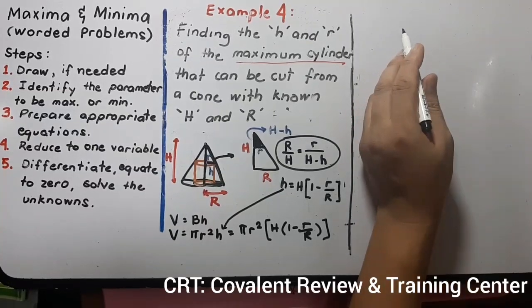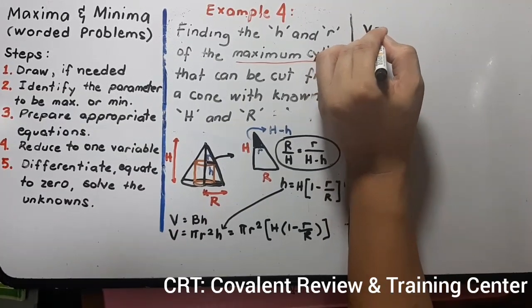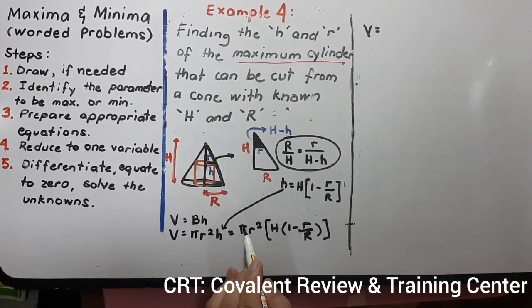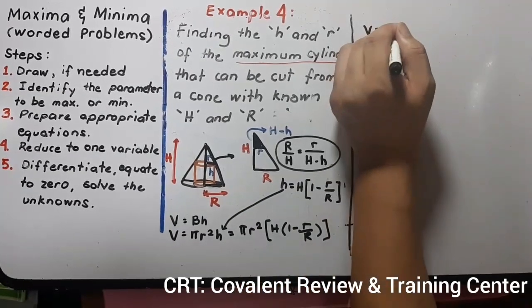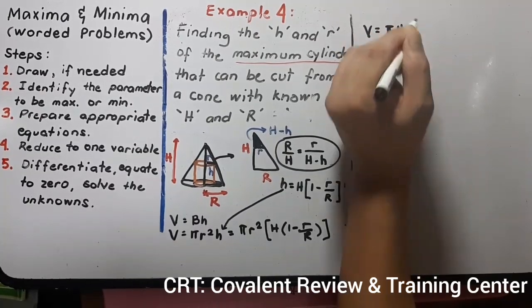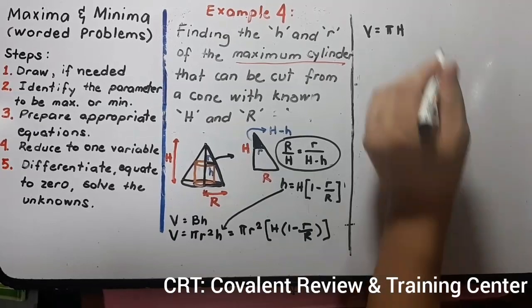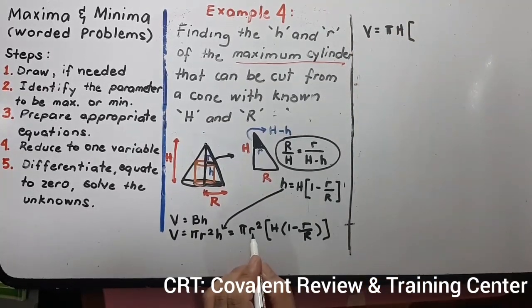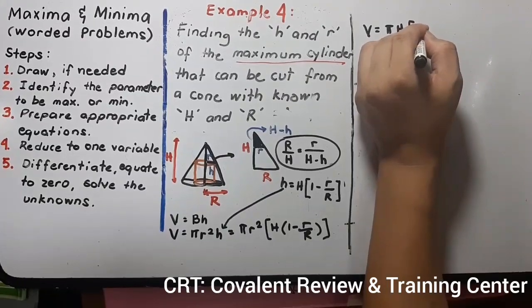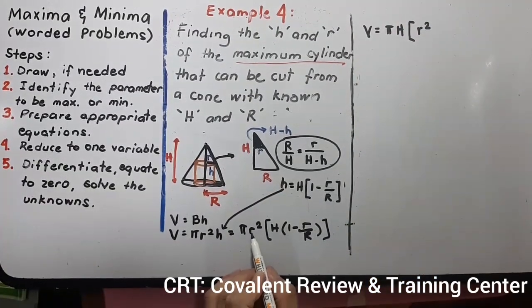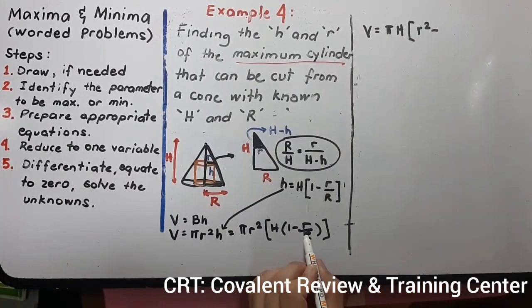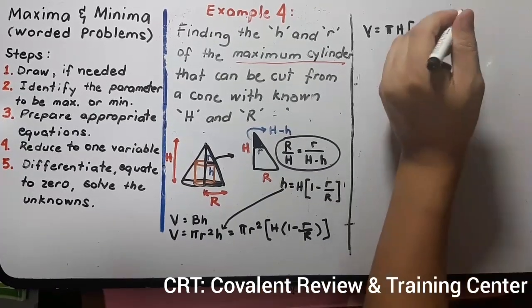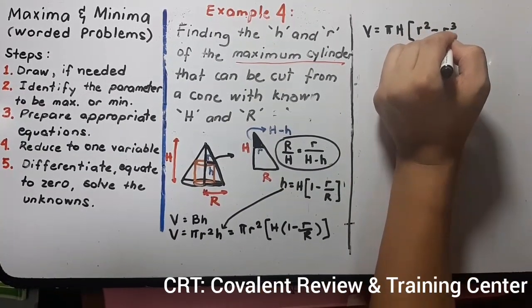Let us continue the solution here. So volume now equals pi times capital H, we can put capital H outside. By the way, capital H and capital R here are considered constant. Then insert r squared in the solution. So we have r squared times 1 is r squared, minus r squared times small r over capital R. So we have r cubed over capital R.